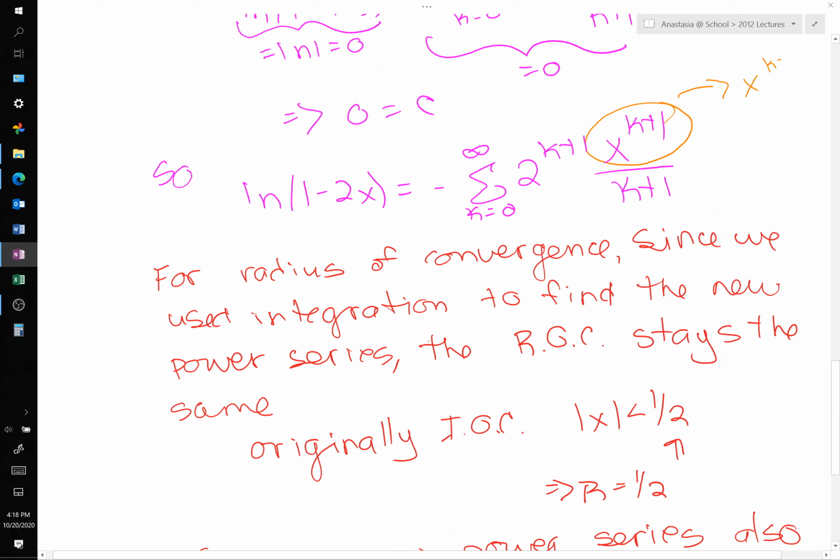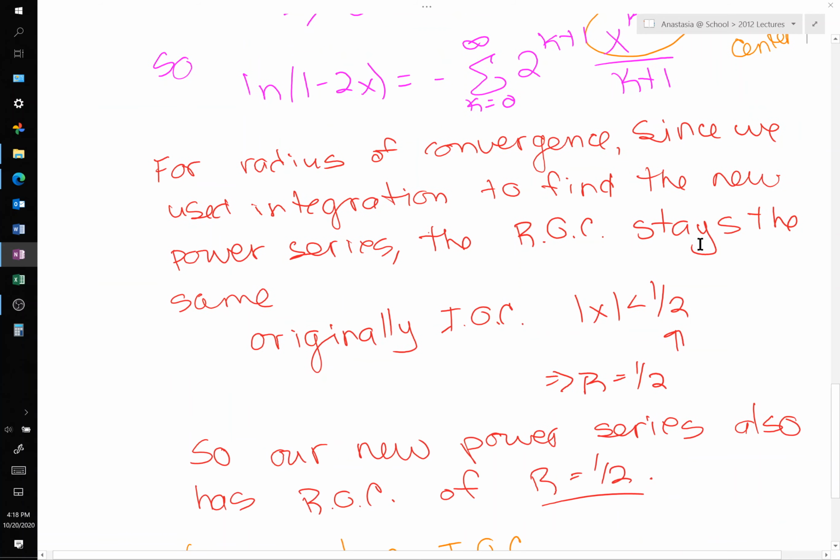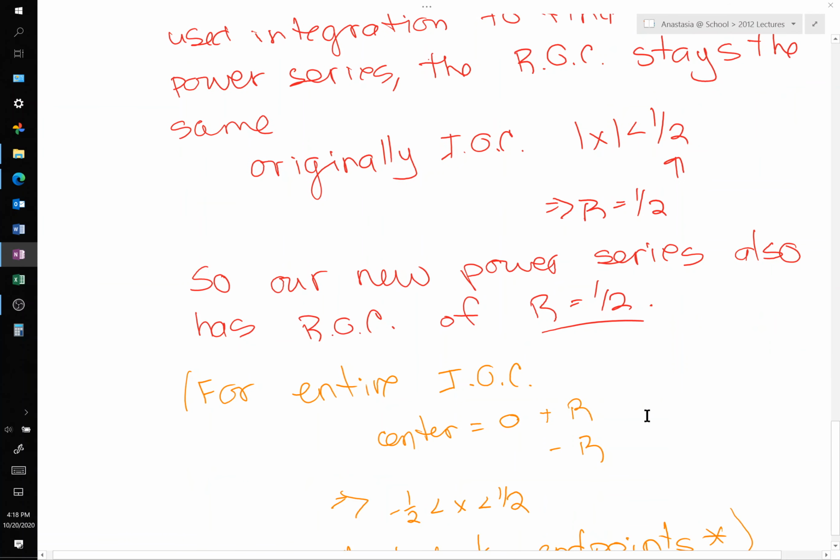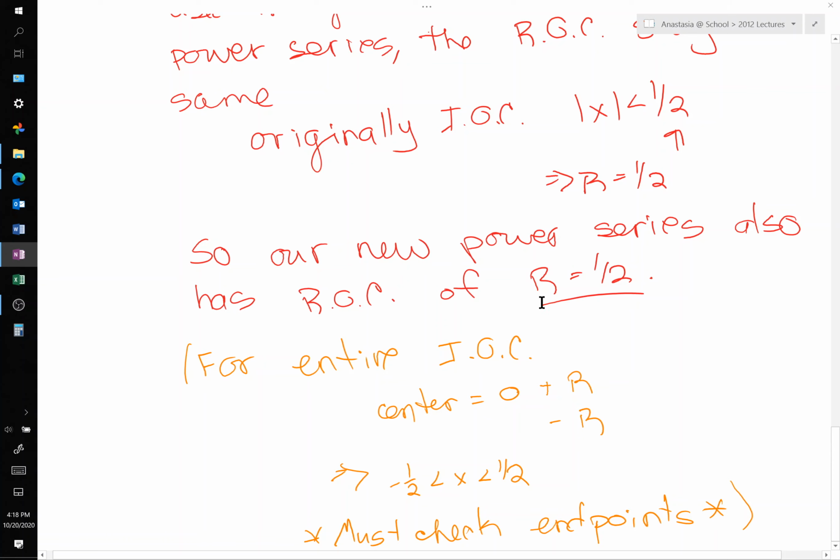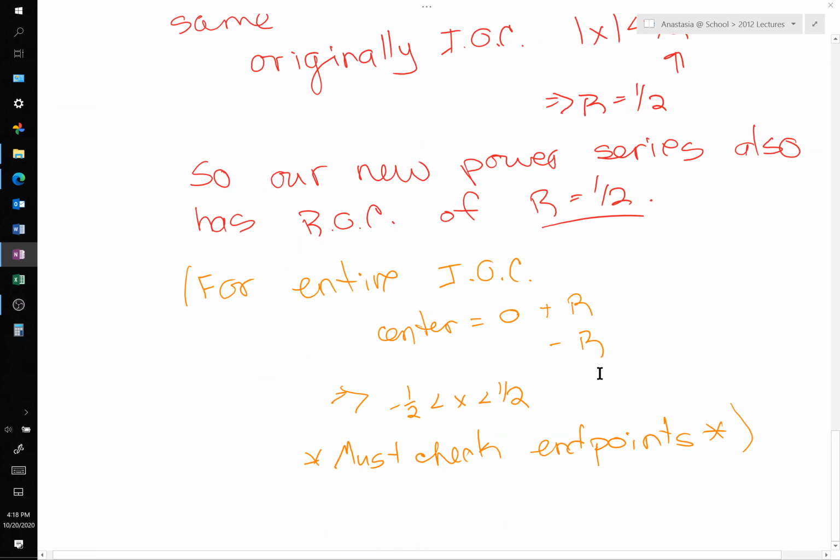If we set that equal to 0, we end up getting that x equals 0, so this is our center. So we find our center. Our radius comes from the original power series. We add the radius, subtract the radius to get most of our interval, but then we do have to check the endpoints. And you will see this in more detail with the next example in this lecture.